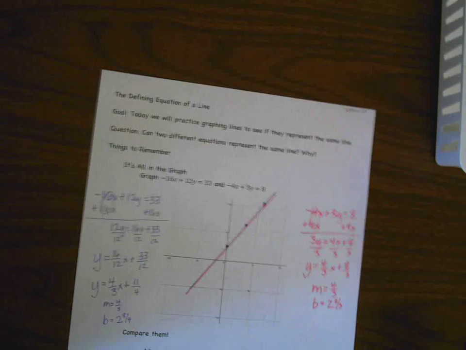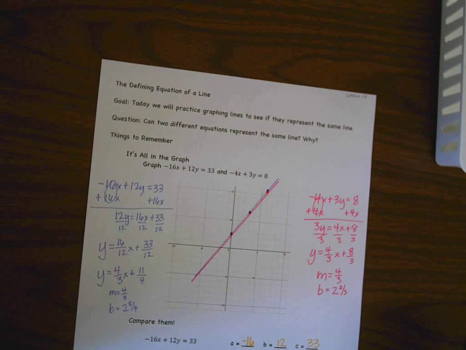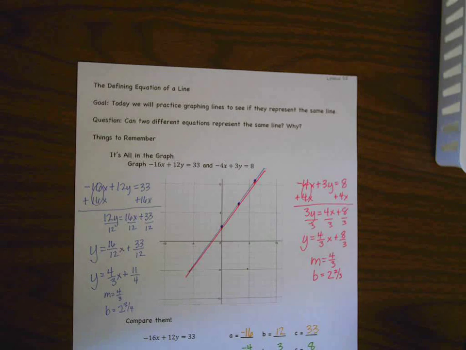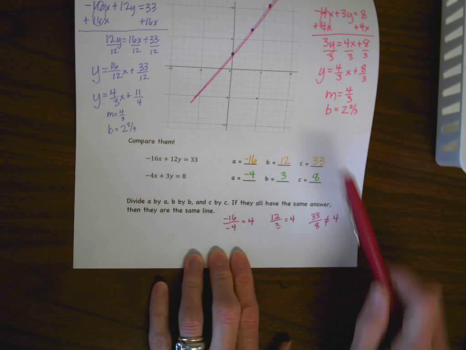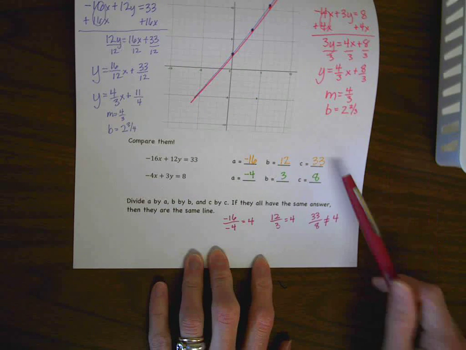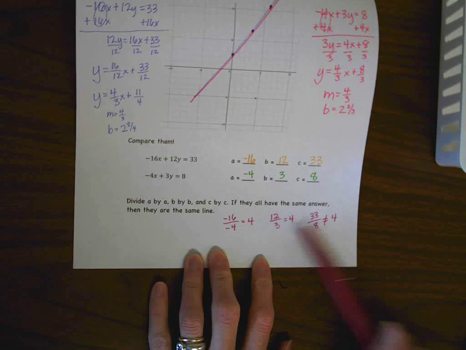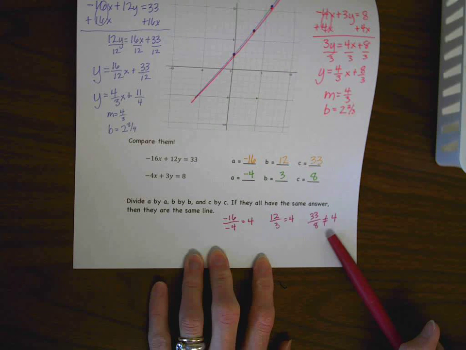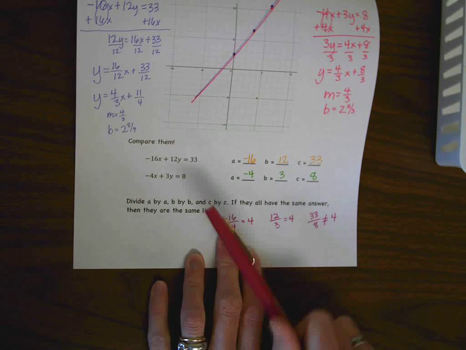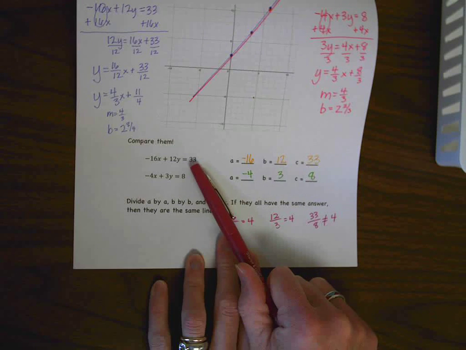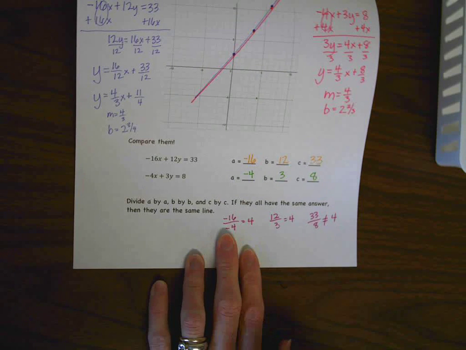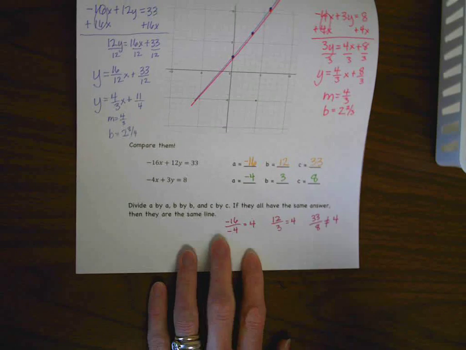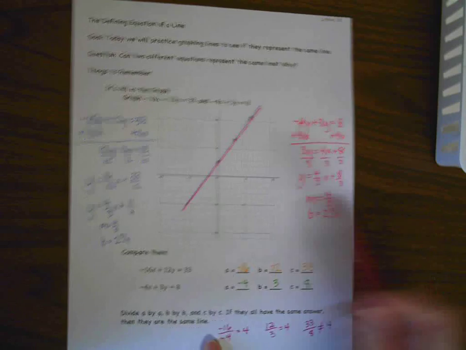So the answer to the question, can two different equations represent the same line, is yes, they can, if A divided by A, B divided by B, and C divided by C all have the same answers. And since this one doesn't, they are not the same line. If this happened to be a 32 instead of a 33, then it would have been the exact same line. So that's kind of easier.